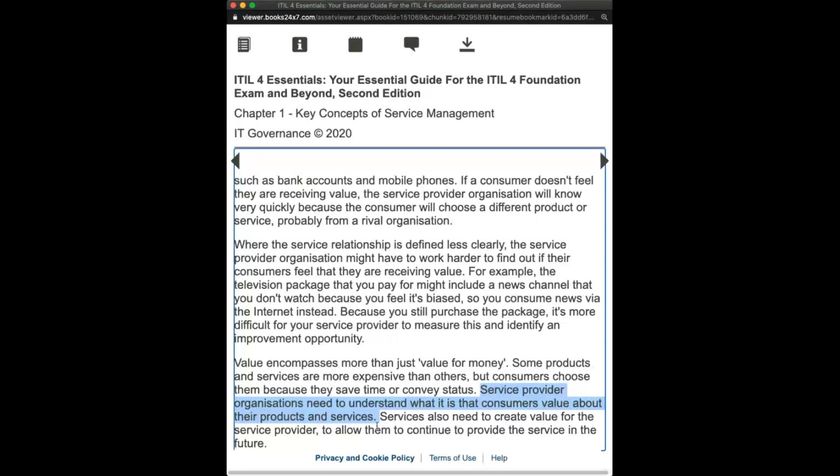Services also need to create value for the service provider to allow them to continue to provide the service in the future.